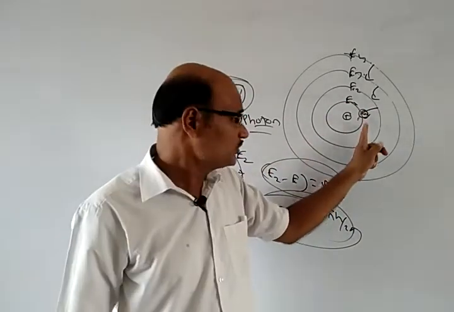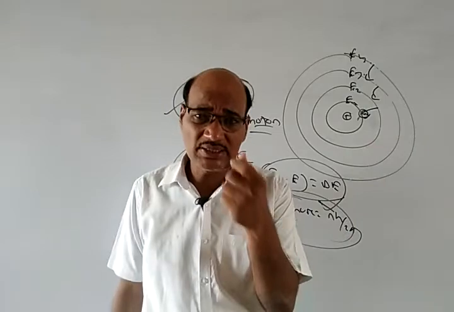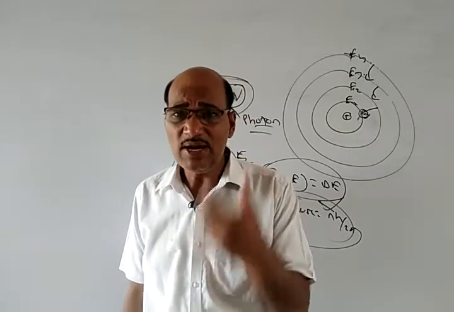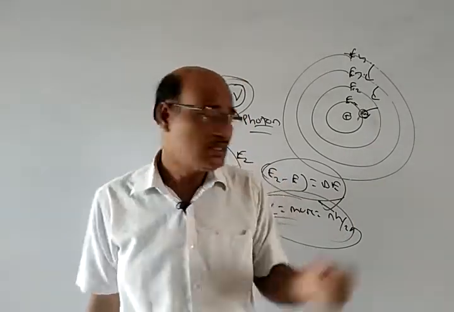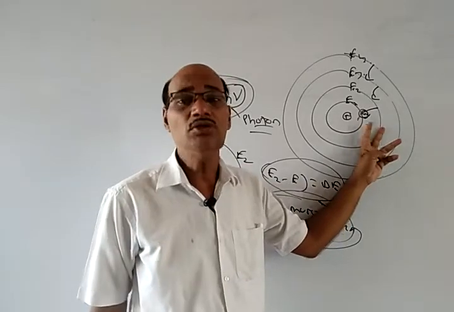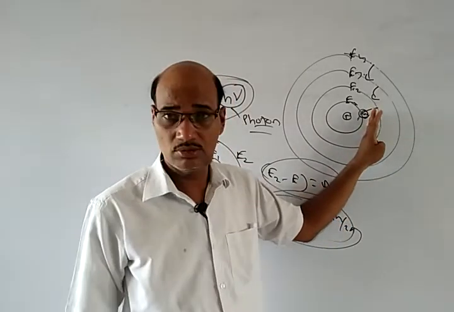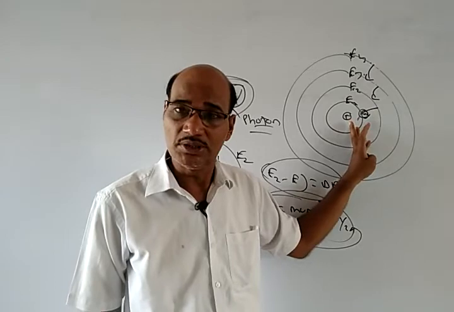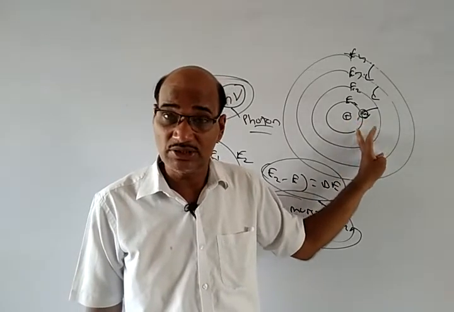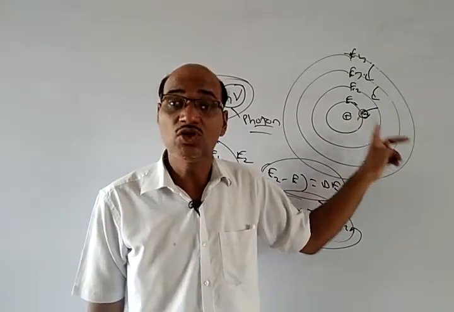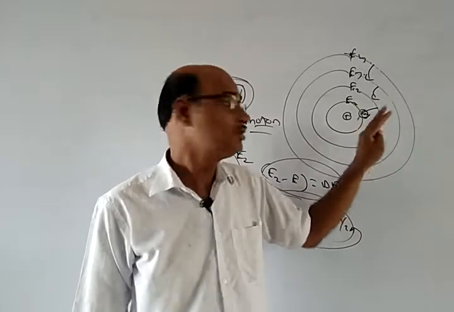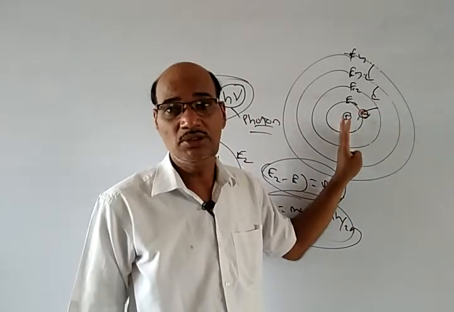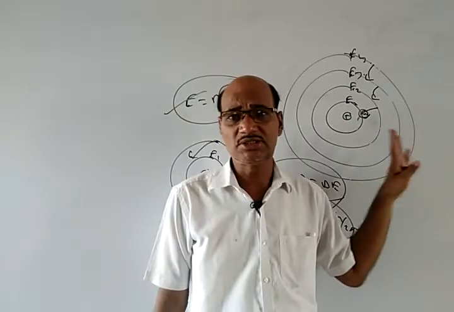The electron will stop there, because it has to lose a certain amount of energy, which is the difference between the energies of the two orbits. So it cannot fall upon the nucleus, because the loss of energy is not continuous. The energy is quantized, and that is why the electron will not fall upon the nucleus. This is what Bohr gave.